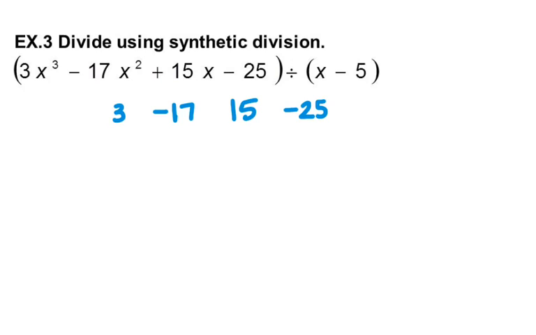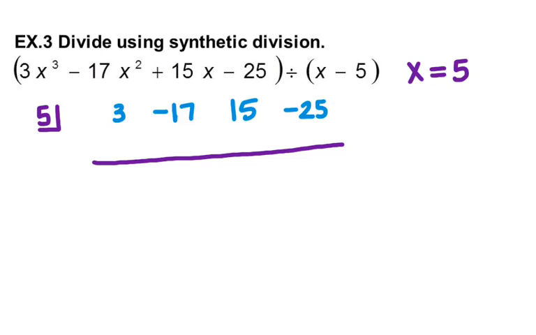We're going to solve the binomial that we're dividing by. So x minus 5 is the same as x equals 5. I'm dividing by 5, so I'm going to put a 5 over here in a box. And then I'm going to leave a row of spaces underneath these coefficients and draw a line.